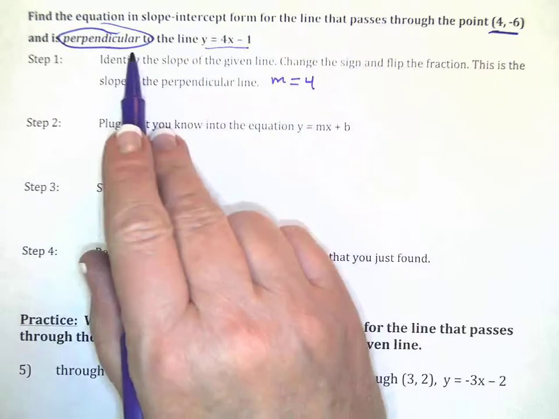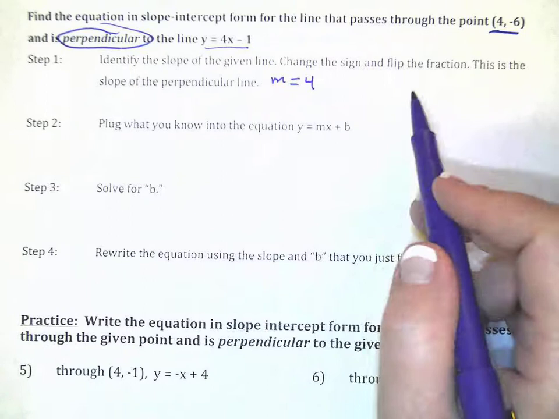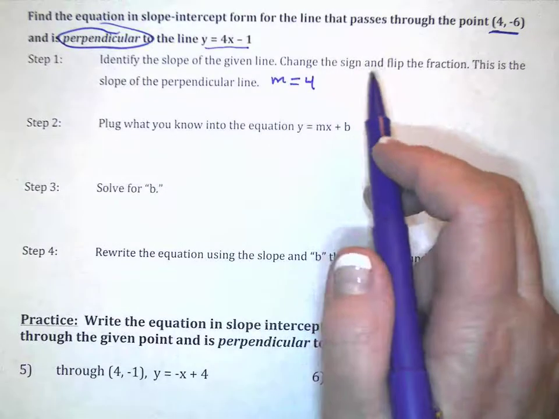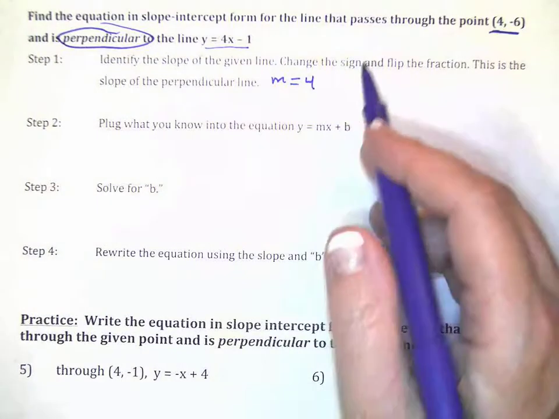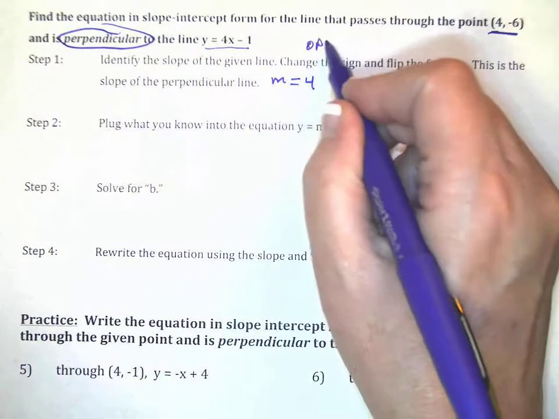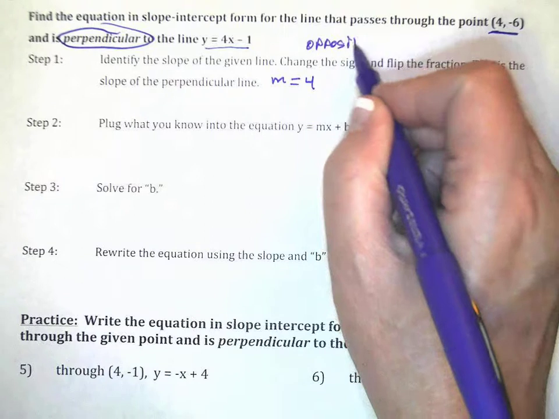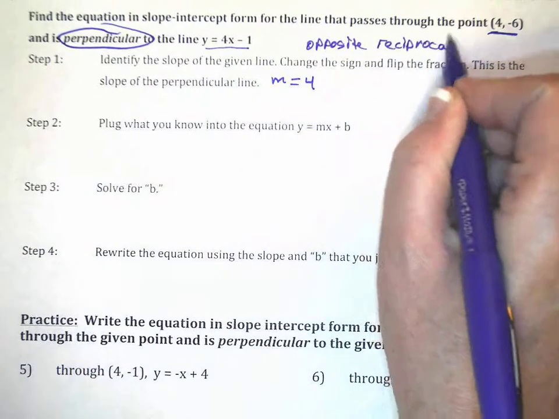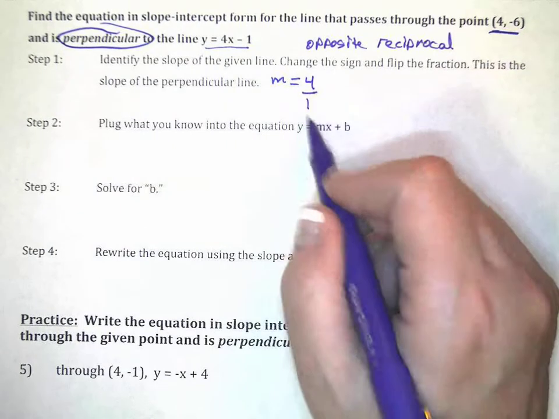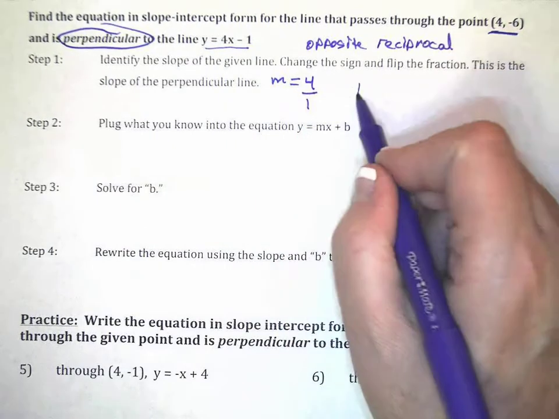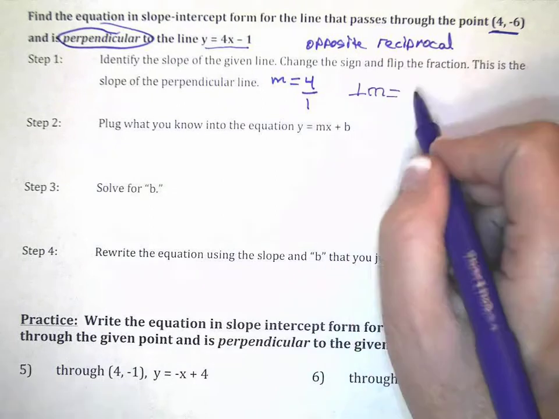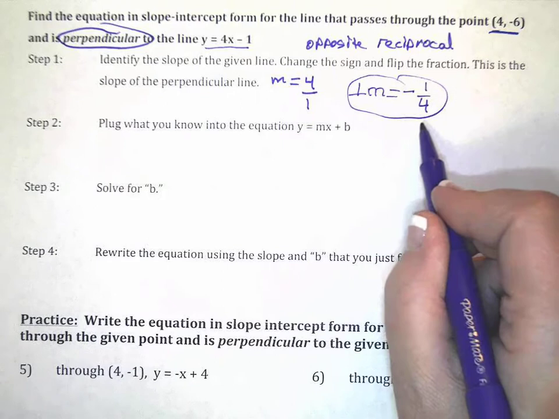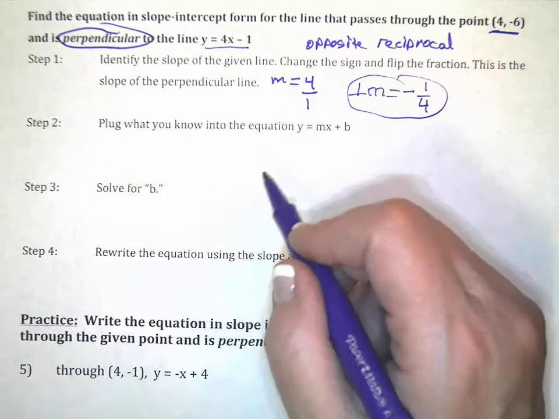Since we're looking for a perpendicular line, we need to change the sign of this slope. So from positive 4 to negative 4, and we need to flip it. So we're taking the opposite reciprocal. So the opposite reciprocal of 4 over 1 will give us a perpendicular slope of negative 1/4. Now this is the slope we want to use as we go through the rest of this problem.